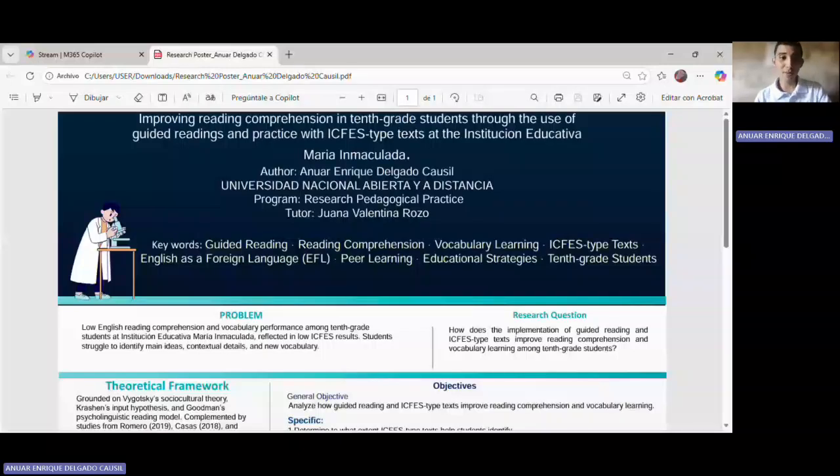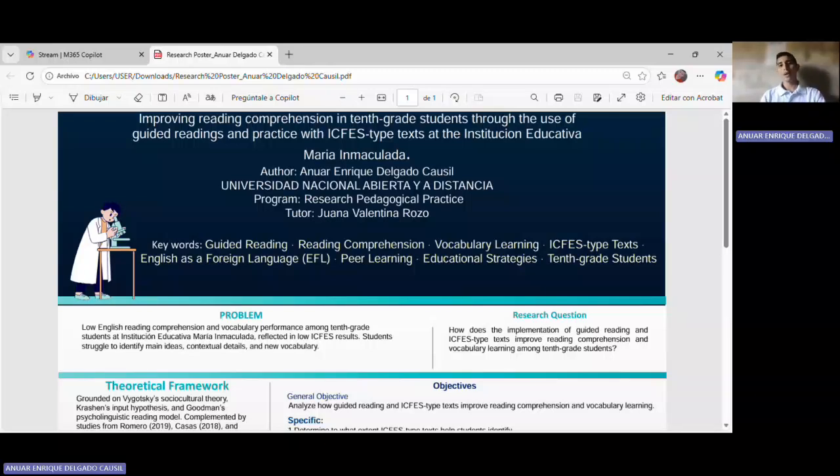My name is Anuel Delgado Causil, and I am a student of the Bachelor of Arts in Foreign Language with an emphasis on English at UNAP. This is my pedagogical practice and research project that I'm going to share with you on this opportunity, where I worked at Institución Educativa Maria Inmaculada, located in San Marcos, Sucre.